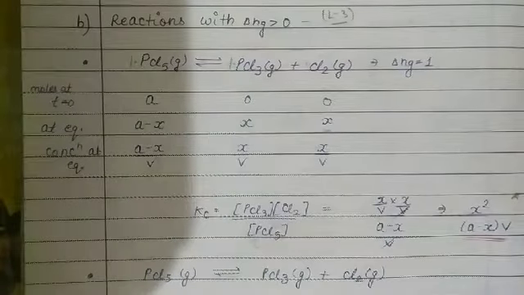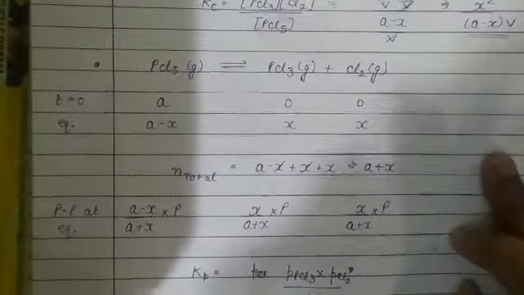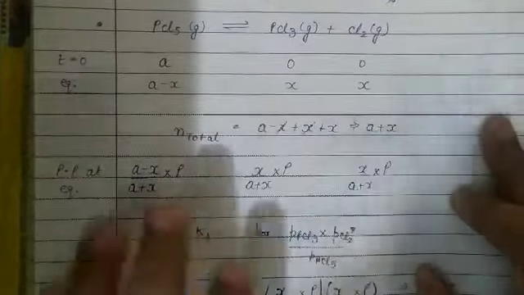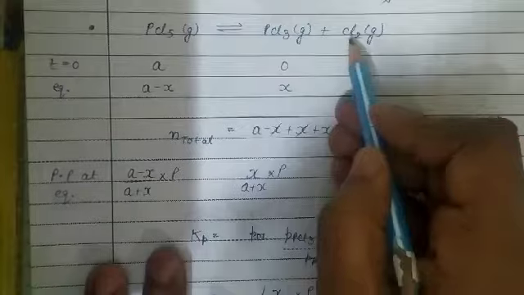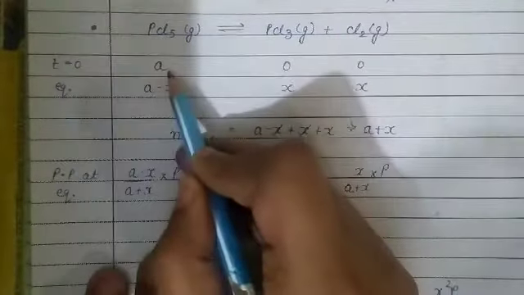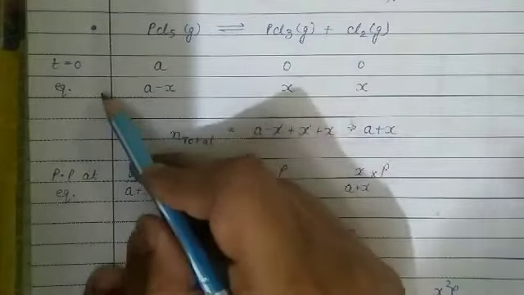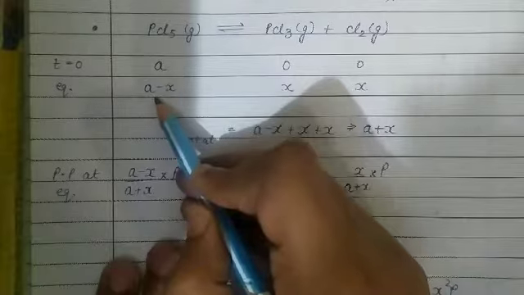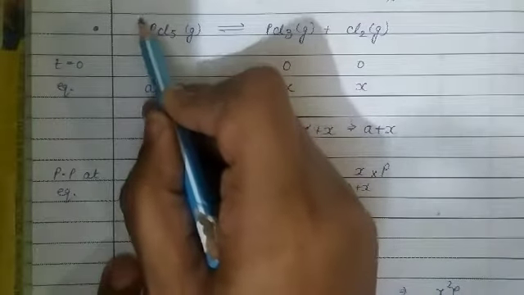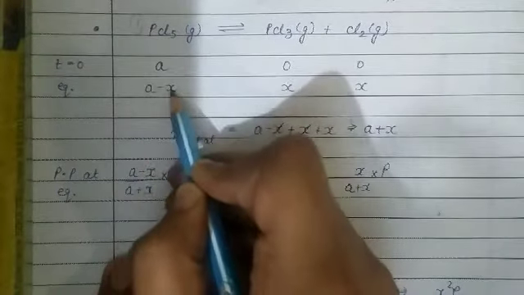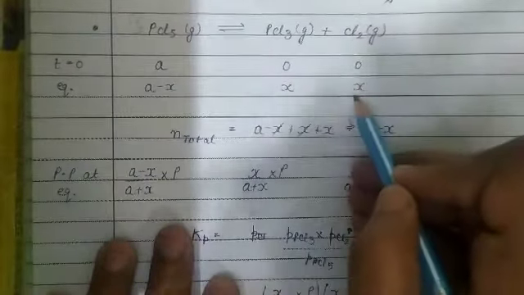Now we will calculate the value of Kp for this reaction. What is the value of Kp? Again, the reaction is PCl5 dissociates into PCl3 plus Cl2. At t equal to 0, the initial moles of PCl5 is A, and the others are 0 and 0. At equilibrium, the moles of PCl5 will be A minus X, and moles of PCl3 will be X as the coefficient is 1. According to stoichiometric coefficient 1, it is A minus X. So 1:1 ratio, therefore it will be X. Again 1:1 ratio, so it will also be X.